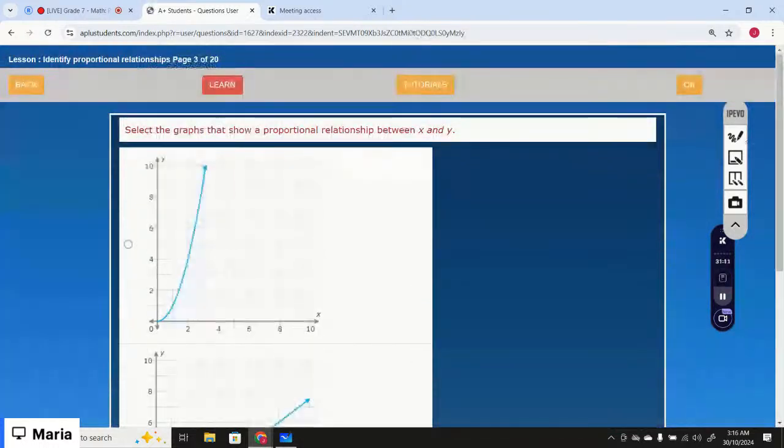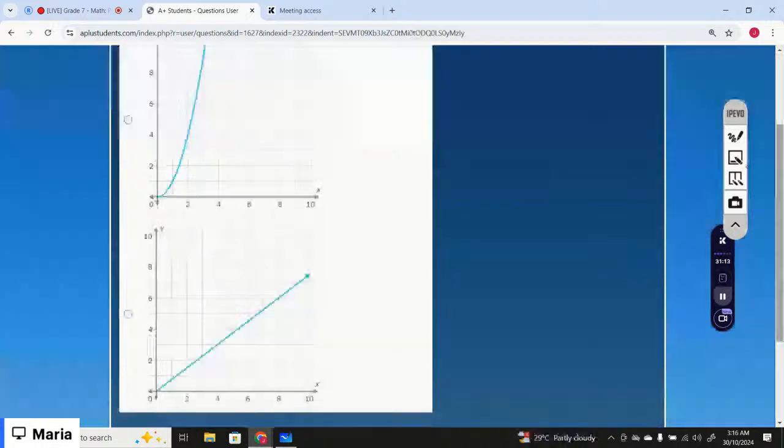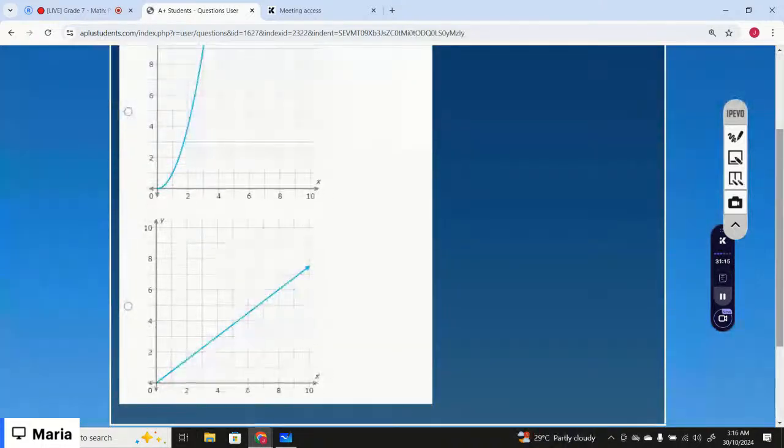Select the graph that shows a proportional relationship between x and y. So, which is the correct option? The correct option is option number two. That's a straight line passing through the origin. Option number two is the correct option.